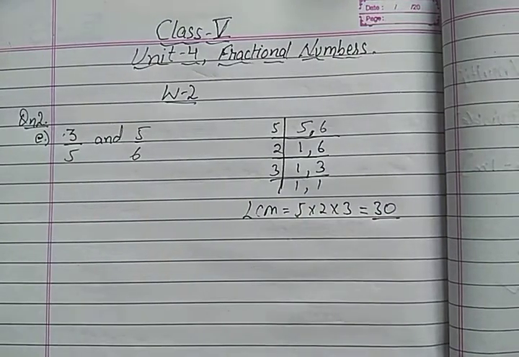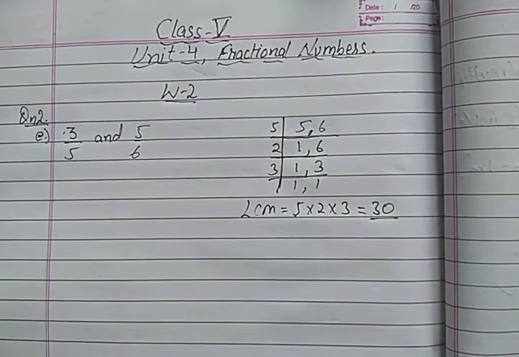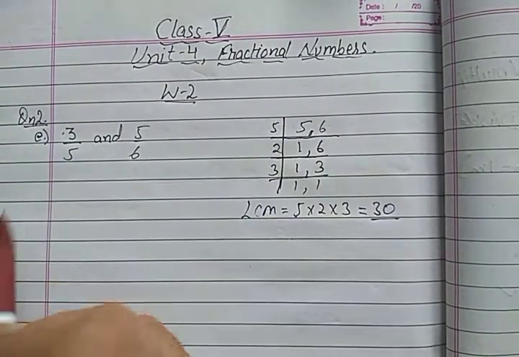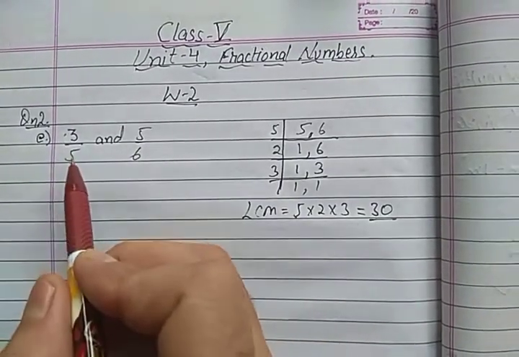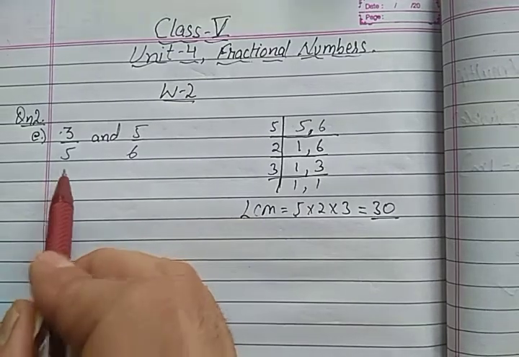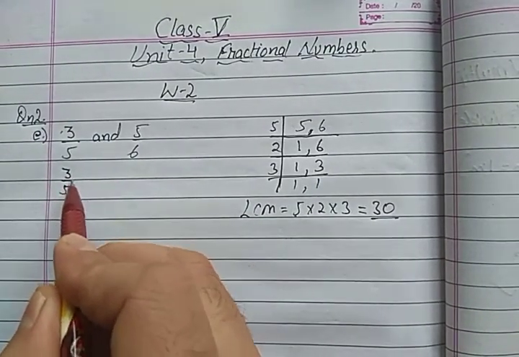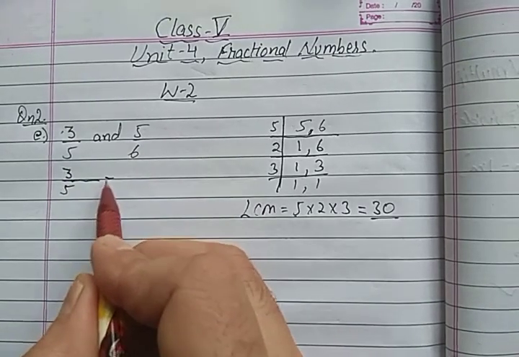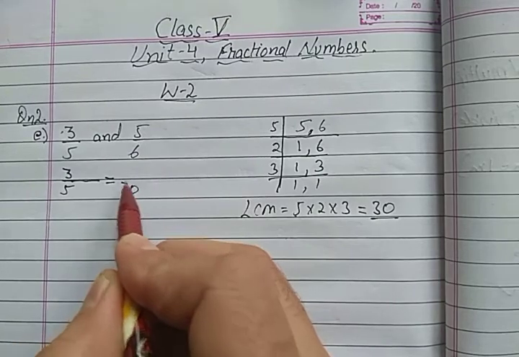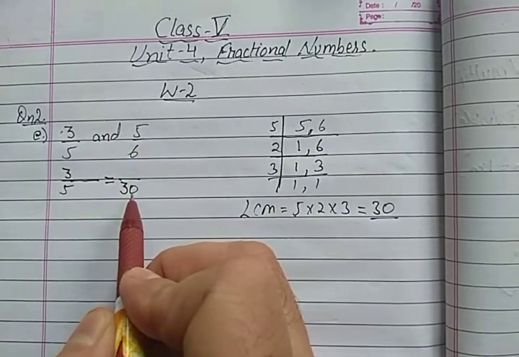Now what we have to do? I hope the first step is clear. In the first step, you have to take the LCM of the denominators. Now in the second step, what we have to do? We have to make these fractions like. For that, what will we do? First of all, we will write the first fraction, and we have to recite the table of the denominator till the LCM. So what is our LCM? That is 30. So we have to recite the table of 5 till 30.